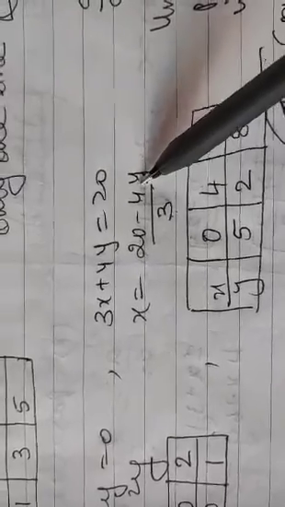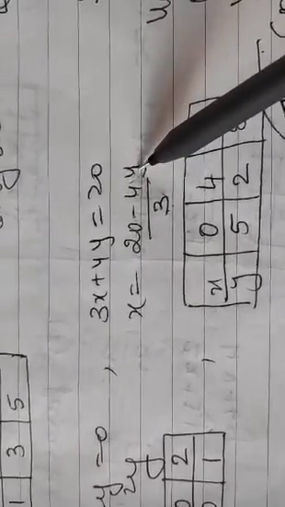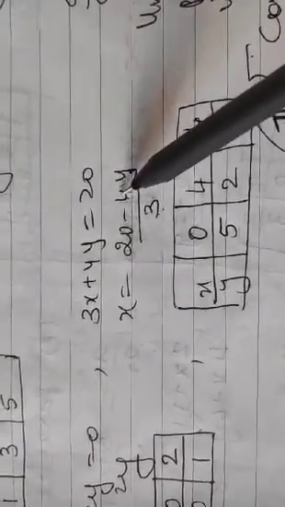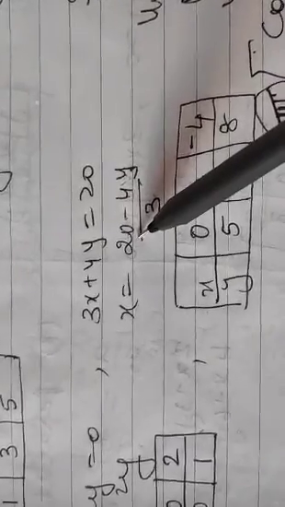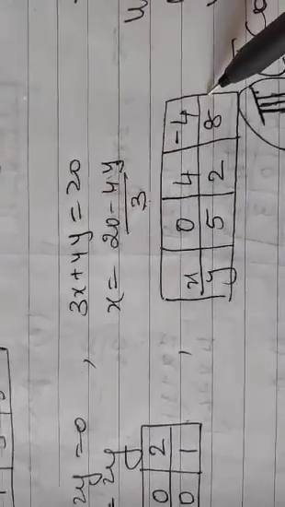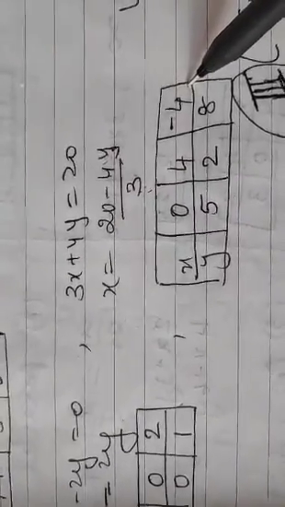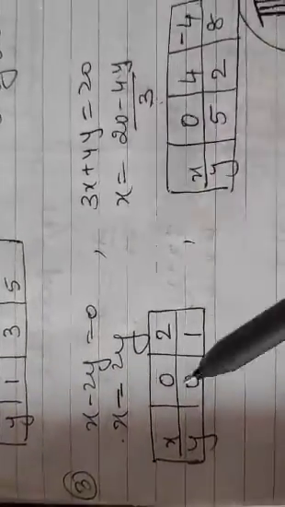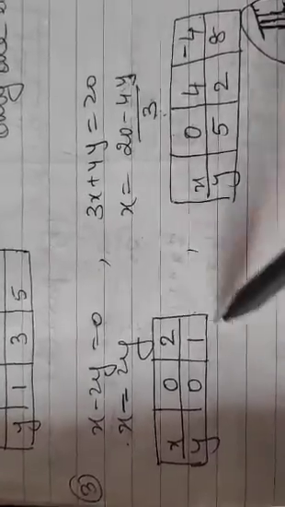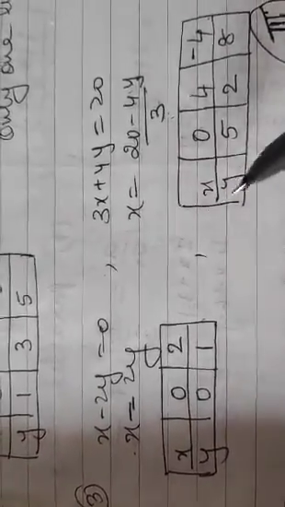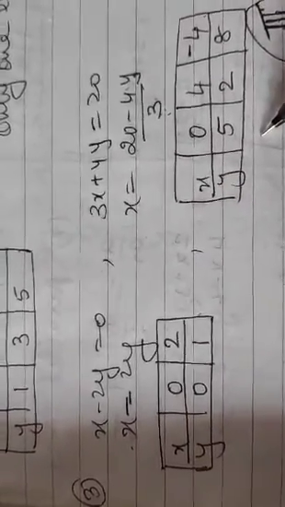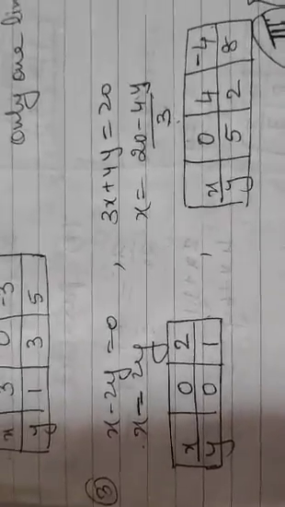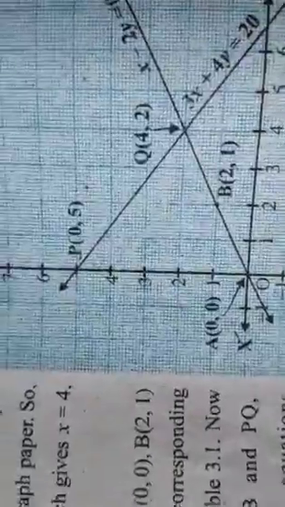If I take y value 8, 8 4s are 32. 20 minus 32 will be minus 12. Minus 12 by 3 is minus 4. So when you plot this pair of points, you have to plot this point and then draw a line. Then you plot these points and then draw another line. So when you plot it, you will get a graph something like this.